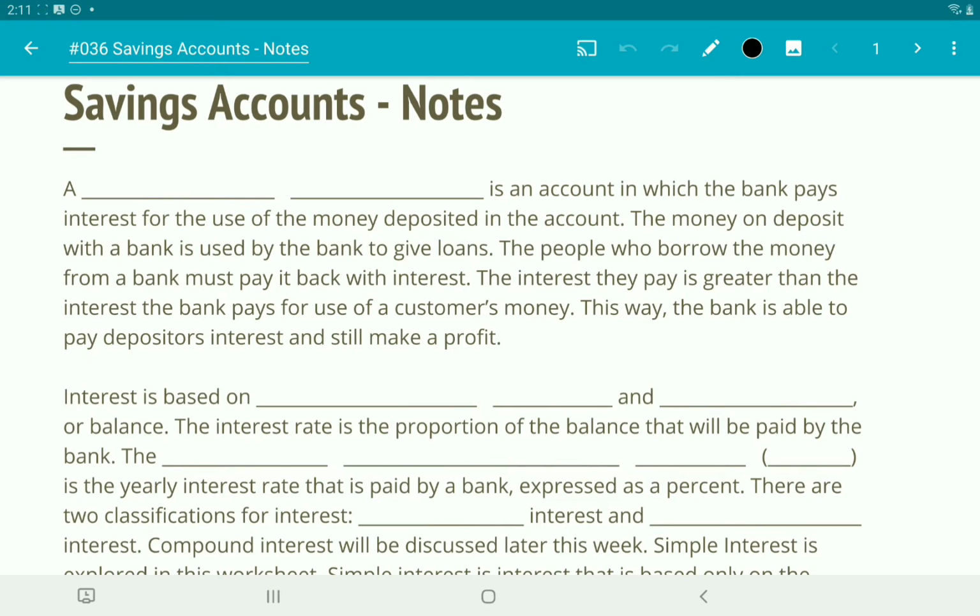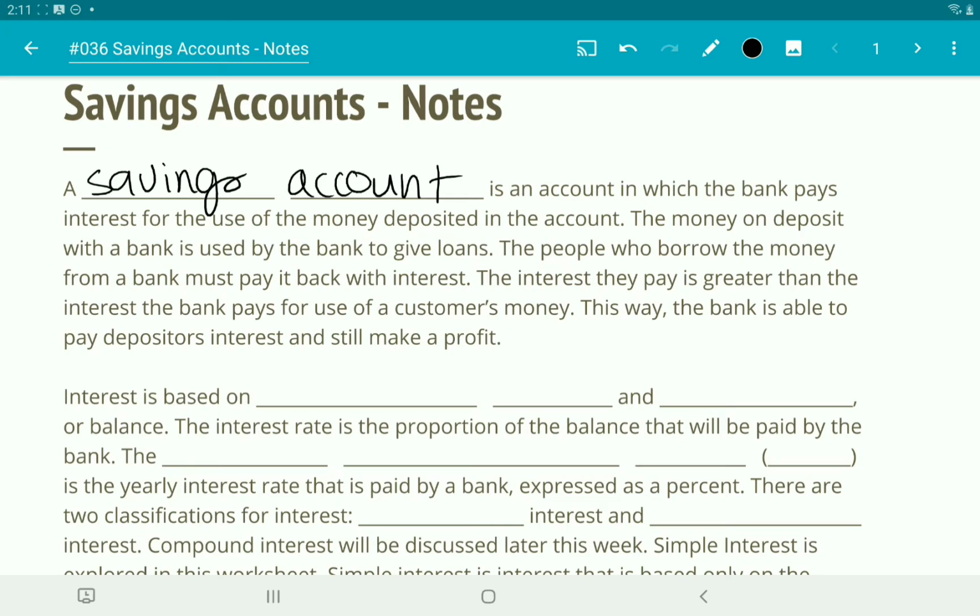Hey guys, on this worksheet we're going to be looking into savings accounts and different types of interest. We're going to be looking at simple interest in this one mostly, but we'll be looking at some other things too. So starting from the beginning, a savings account is an account in which the bank pays interest for the use of the money deposited in the account.